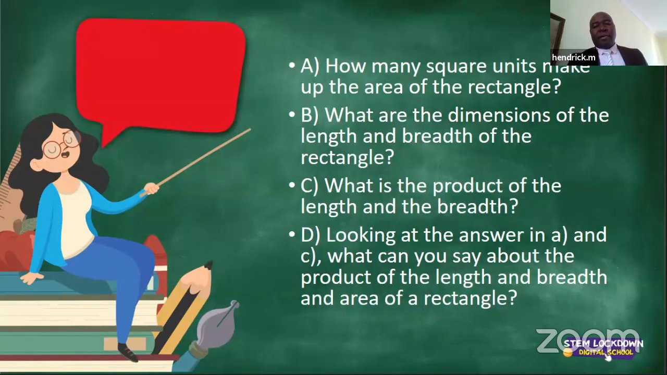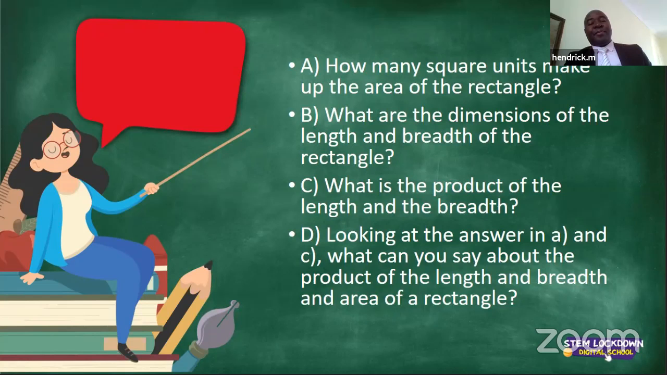Yes, they are. What are the similarities? The similarity in A is that we counted the squares and got the answer. Then the similarity in C is the product of the length and the breadth, and the area of the rectangle, which is also 24, isn't it? Yes, sir.